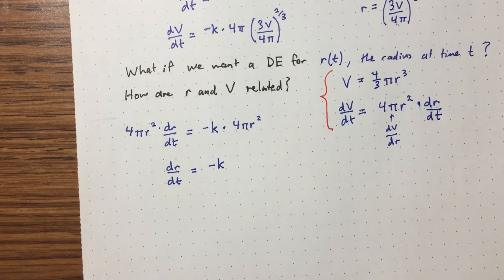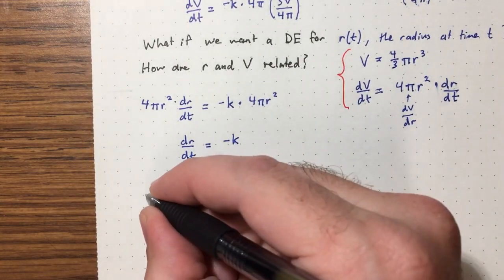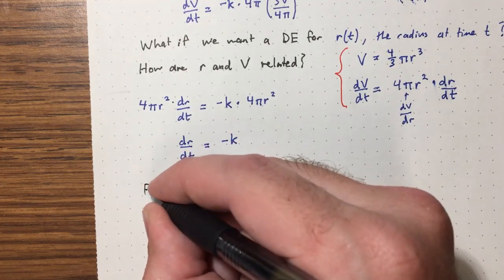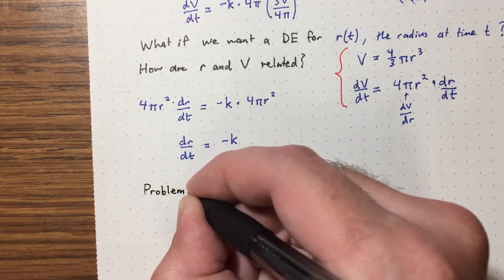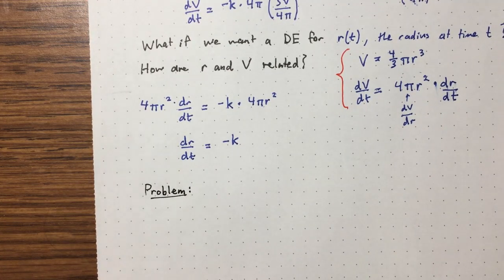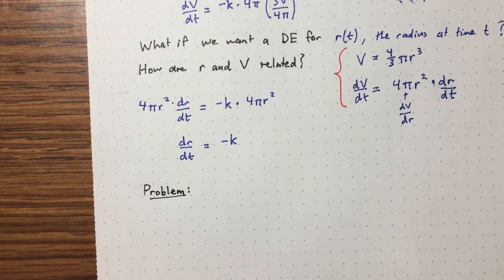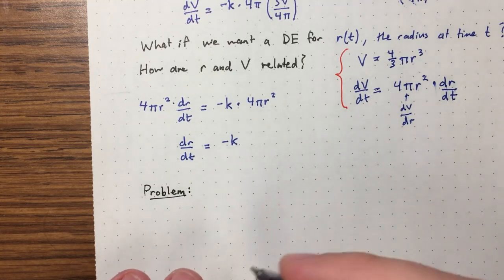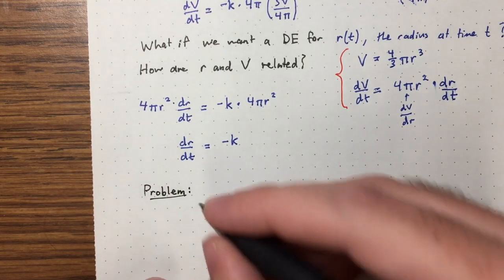Okay, so I want to give you some practice changing variables. We'll stick with the same snowball problem. So here's a problem for you. We considered V of t, and we considered r of t. Let's now consider S of t, the surface area. How is the surface area changing with time? I'm going to ask you to find a differential equation that the surface area satisfies.